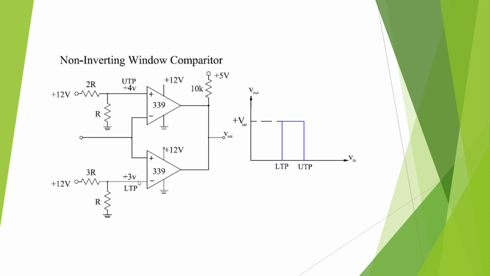3.5 is greater than 3 volts, so we're going to go to the positive, which is going to open up the transistor and allow it to use the pull-up. So we're going to go high in between, and we're going to be low everywhere else, which is either lower than the lower trip point or higher than the upper trip point.